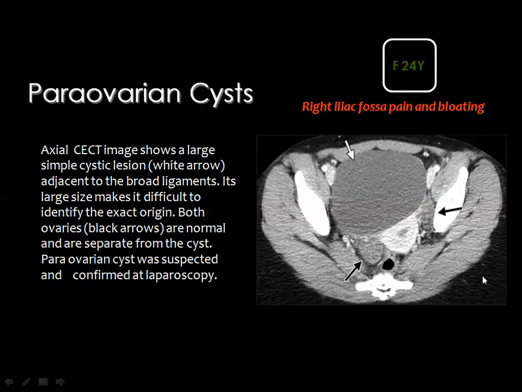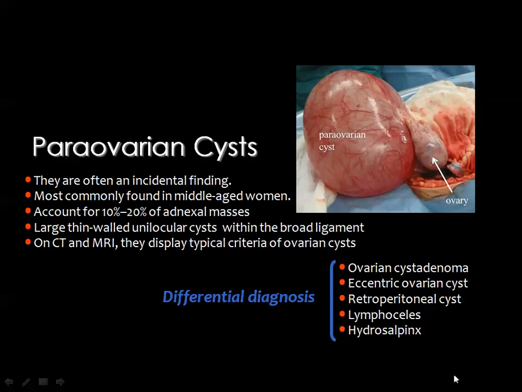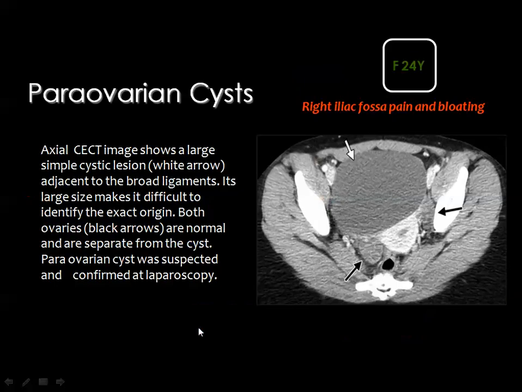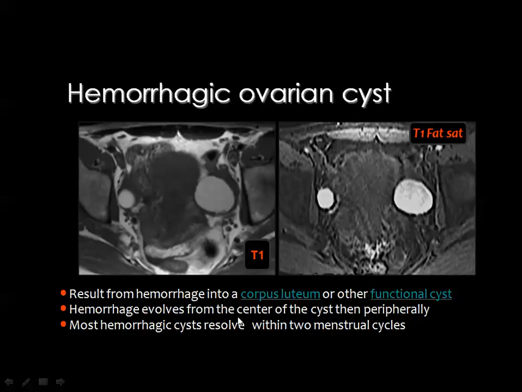I can show one of these lesions. This is the left ovary and this is the right ovary by CT, and there is a big cyst in the pelvis, and this is a para-ovarian cyst. Then a para-ovarian cyst may be mistaken for ovarian cystadenoma, or what's known as eccentric ovarian cyst or retroperitoneal cyst or hydrosalpinx. But you know, the tubal appearance of the dilated fallopian tube can be easily differentiated from these para-ovarian cysts, as I will show to you.